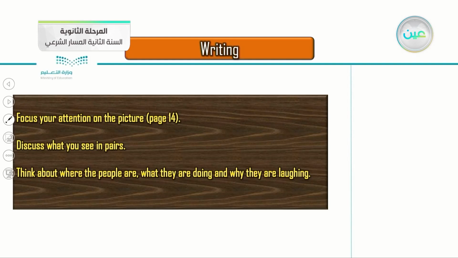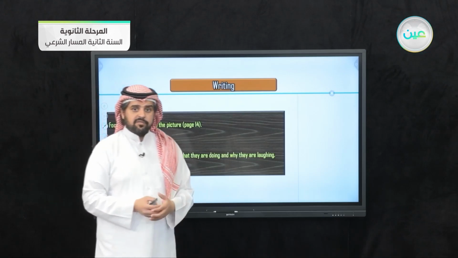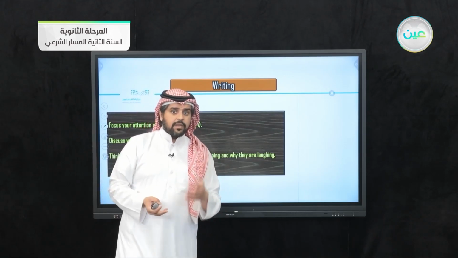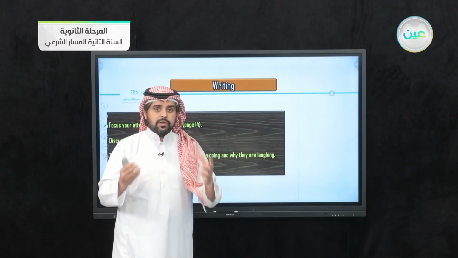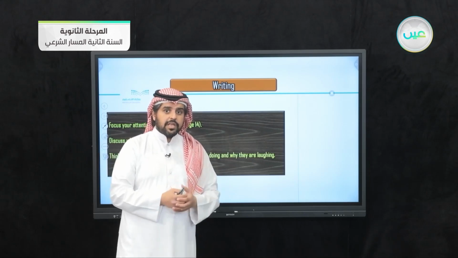So focus your attention on the picture, page 14. If you open your book, page 14, focus on the picture. Discuss what you see in pairs. Think about where the people are, what they are doing, and why they are laughing. If you open your book, page 14, the writing lesson, you will see the picture of people sitting, watching TV, of course. And of course, they are what? Laughing. So try to come up with many things to say about the picture with your colleague.